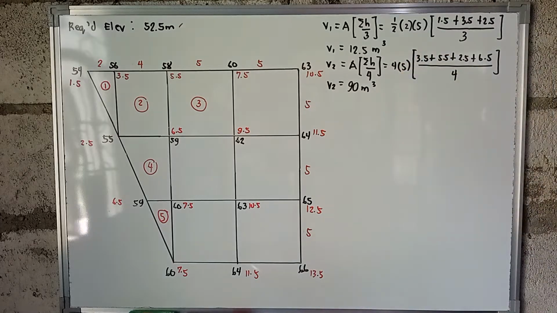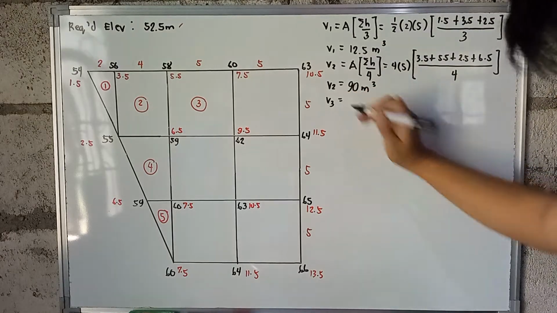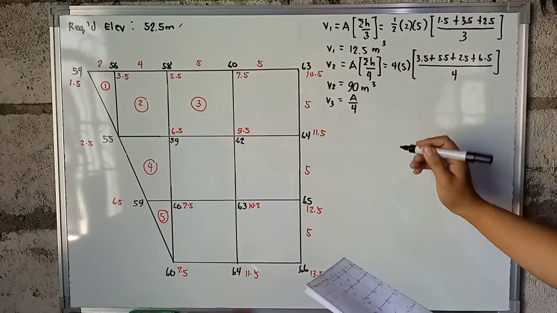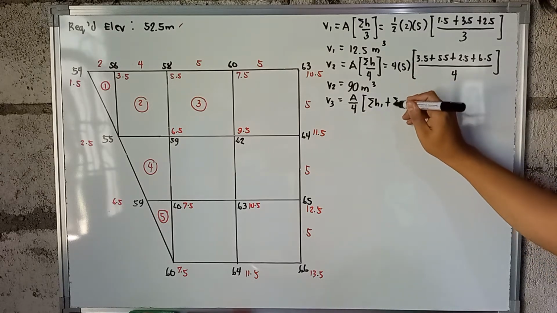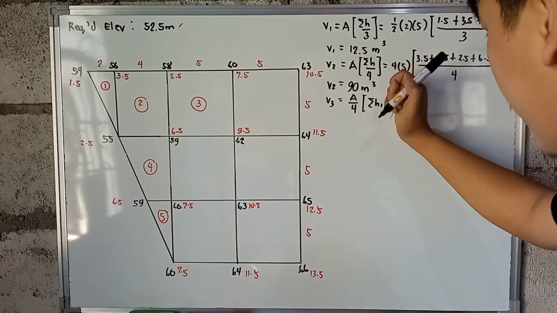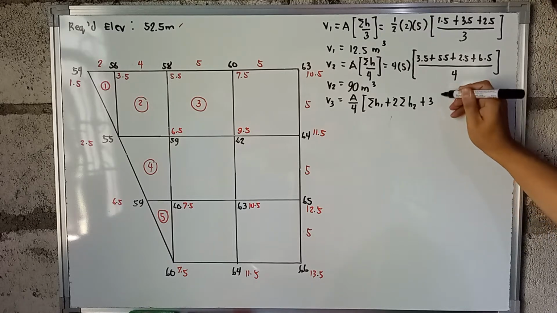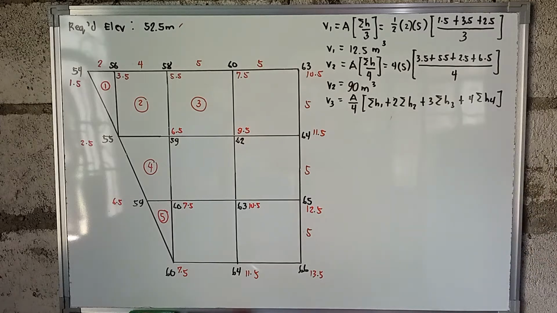cubic meter. So, paano naman natin makukuha yung value ng volume 3 natin? So, remember the formula, A over 4 multiplied by summation of H1 plus 2 times summation of H2 plus 3 times the summation of H3 plus 4 times the summation of H4. So, yun yung formula natin for assembly of prisms using Barrow Pit method.